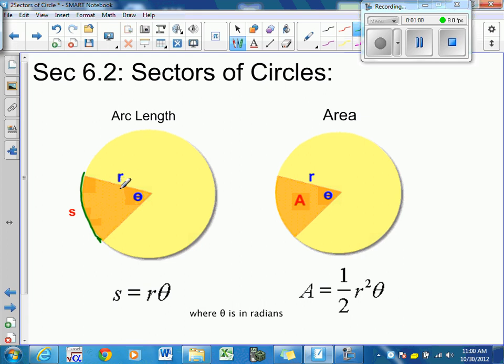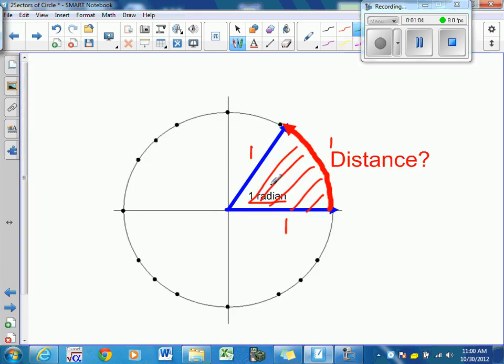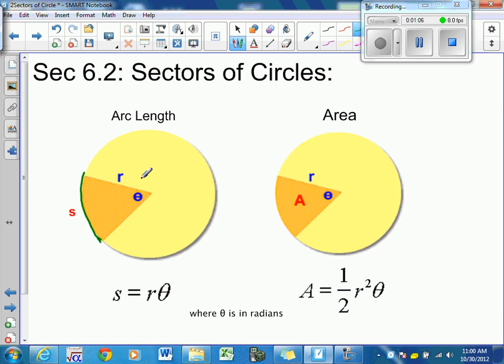We also have the area of this sector of a circle, A, and in this case our area is 1/2 R squared theta. The important thing is in both of these, theta has to be in radians. We can't do it in degrees. Theta has to be in radians.